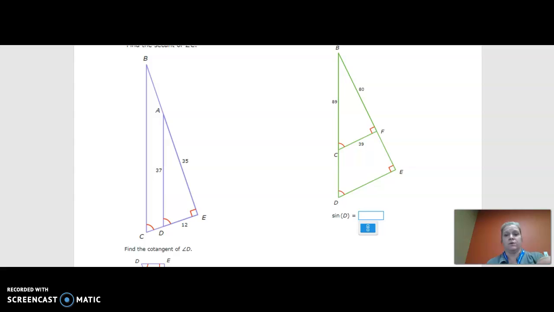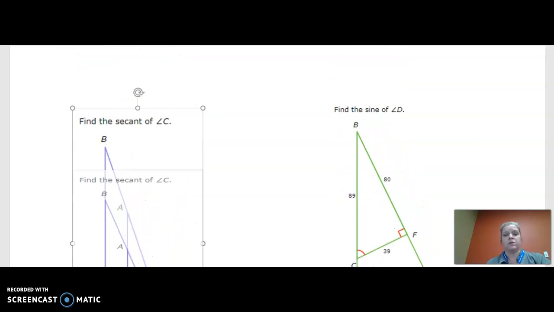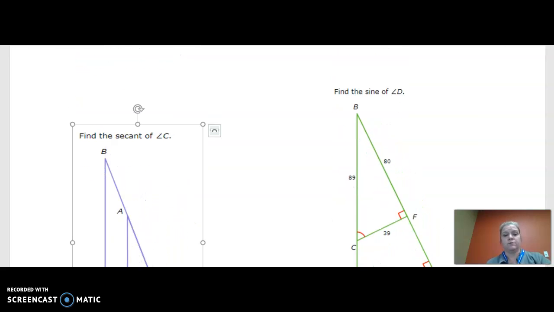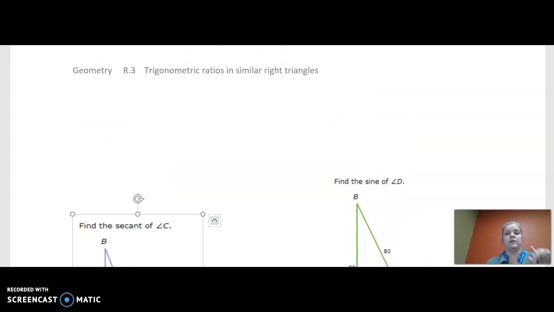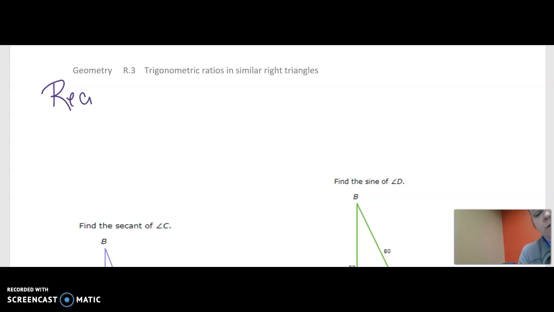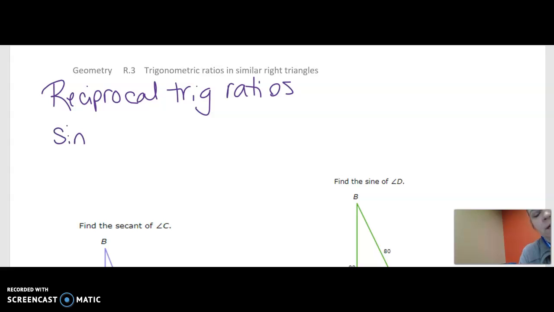Okay, I was wondering why I left some space up on top. Oops, no. Come here.